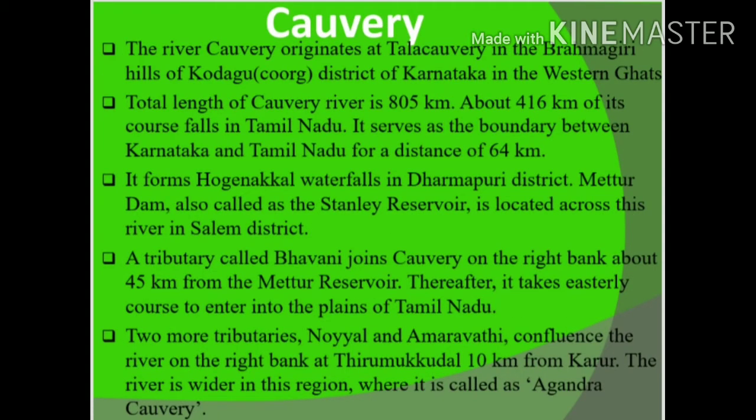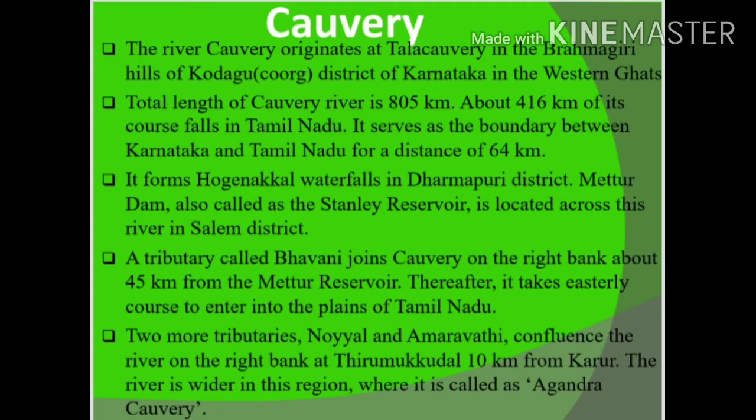Among the major rivers of Tamil Nadu, first we learn about Kaveri. River Kaveri originates at Thalai Kaveri in the Brahmagiri hills of Kodagu district of Karnataka in the Western Ghats. Kodagu is otherwise called Coorg. The total length of the river is 805 km. Of that, nearly 460 km of its course falls in Tamil Nadu, and it serves as a boundary between Karnataka and Tamil Nadu for a distance of 64 km.